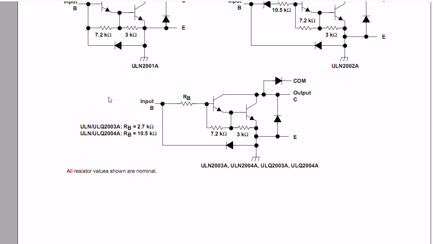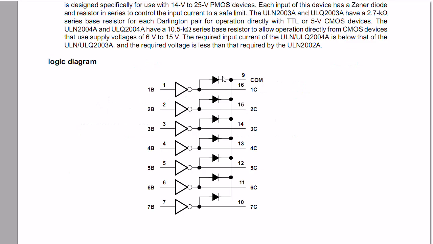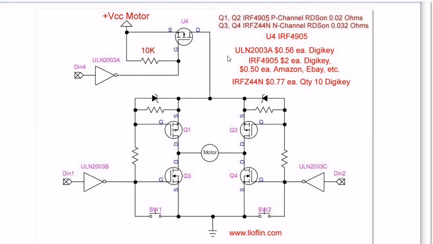What is my alternative? There is another way I don't need, but let's look at some prices first before we go anywhere. A ULN2003A is 56 cents from DigiKey. That's cheap. Note the IRF4905, that's the P channels, are $2 each from DigiKey, but you can get them for 50 cents a piece off of Amazon, eBay. Mine were bought off of eBay. I had no problems with them.